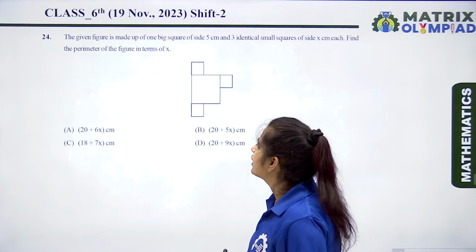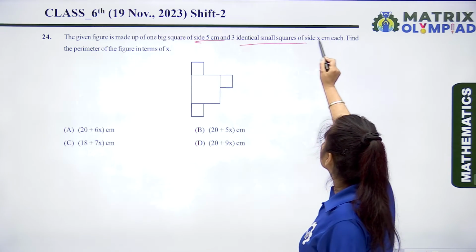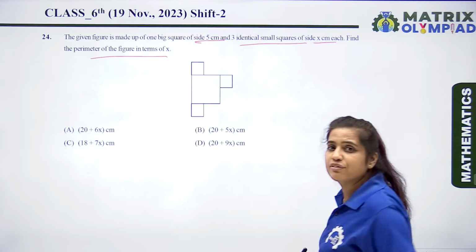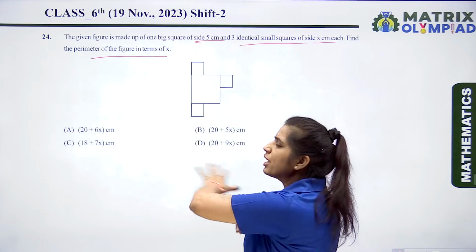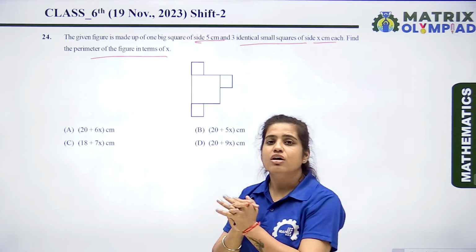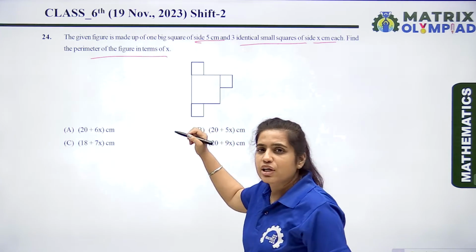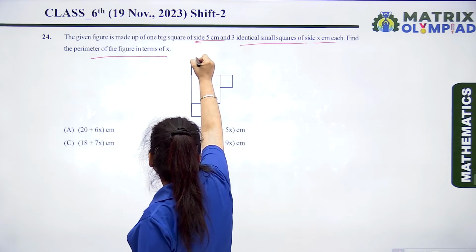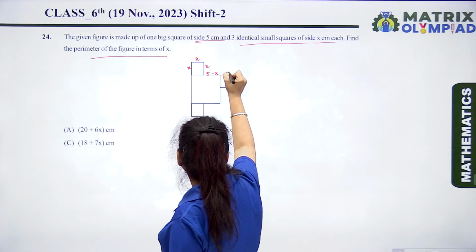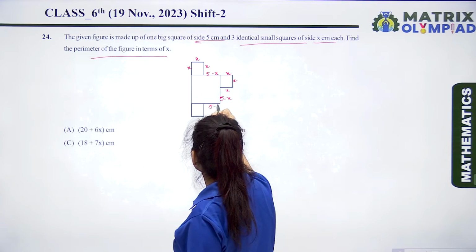Question number 24. The given figure is made up of one big square of side 5 cm and 3 identical small squares of side x cm. Find the perimeter of the given figure in terms of x. So here we have to find out the perimeter. To find the perimeter of an irregular shape, we have to add all the sides. So the sum of all sides is equal to the perimeter of an irregular shape. So here we have x, this is x, this one is also x, and this is 5 minus x. This one is 5 minus x, 5 minus x.